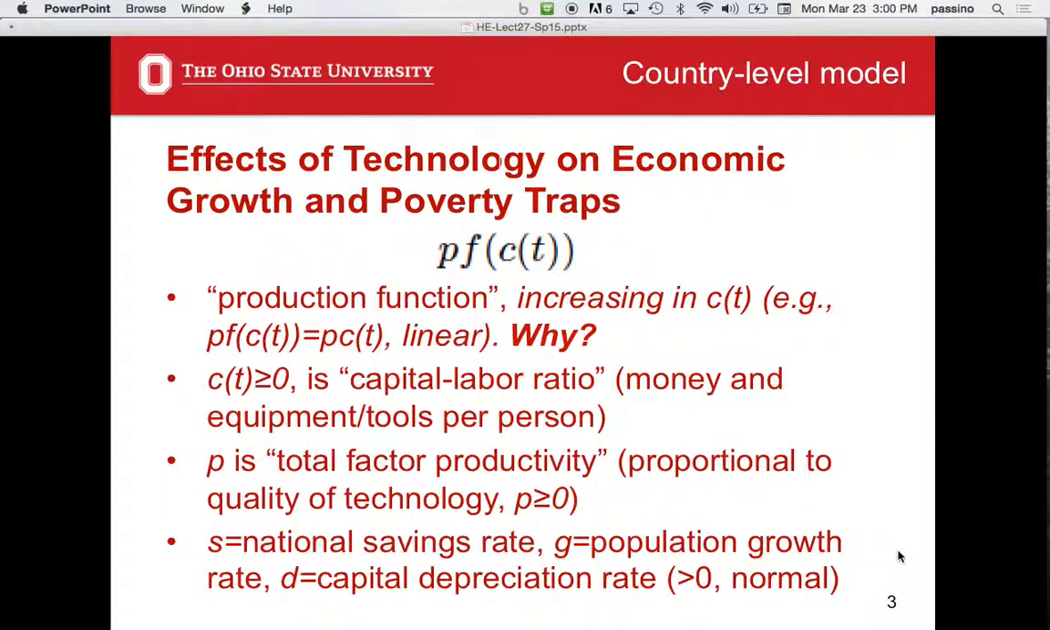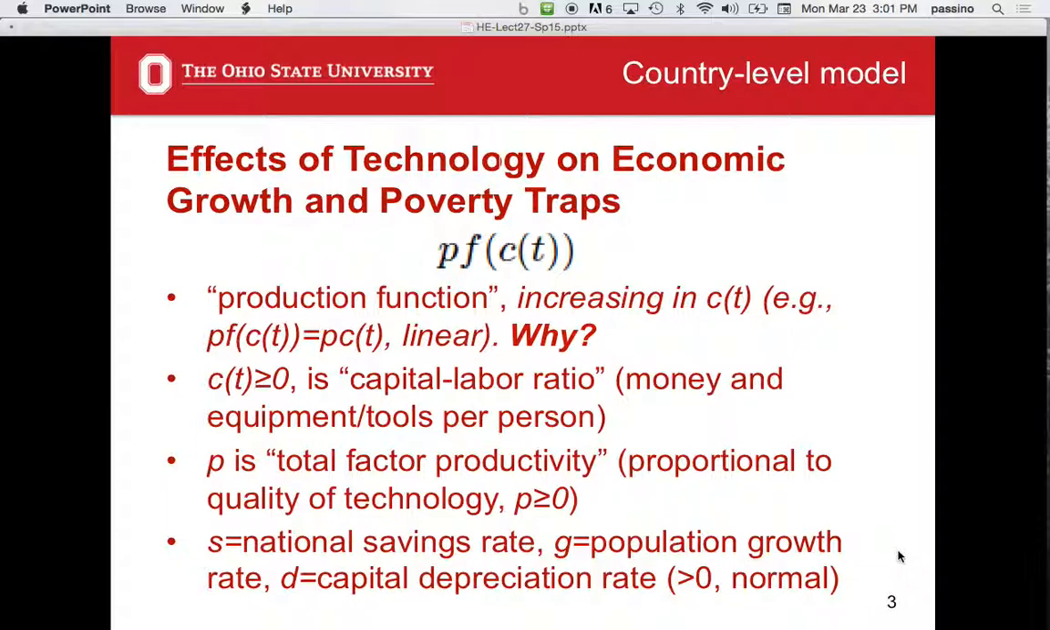Okay, so we're going to talk about the effects of technology on growth and poverty traps. To start out with, we're going to introduce something called a production function. So a production function has two pieces. The little p there is just a constant, okay? And then f of c we're going to be focusing heavily on. It's going to be increasing in c. C will be what's called the capital labor ratio. I'm typically going to be lazy and call it capital. Think about it as capital divided by the number of people. So that's capital labor ratio, assuming the people are working.